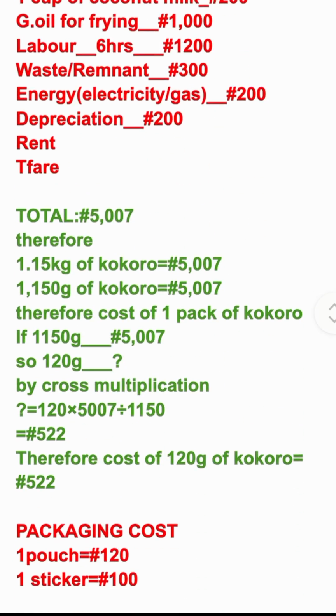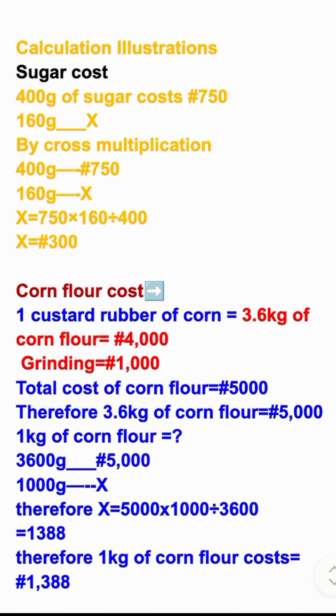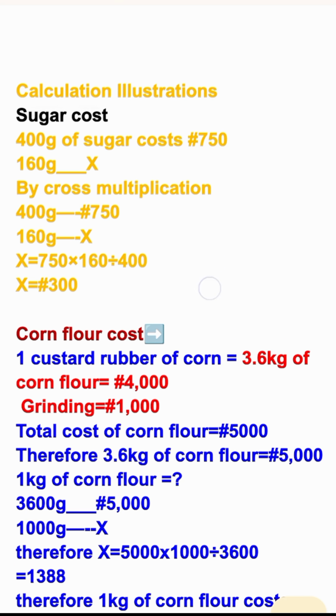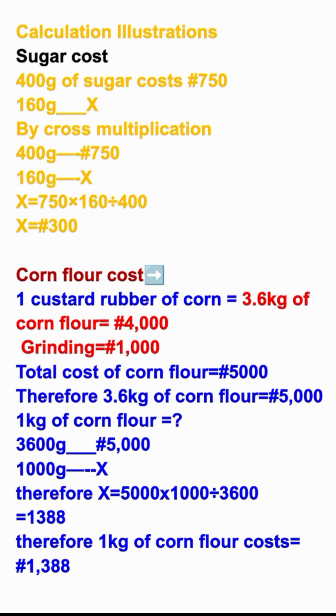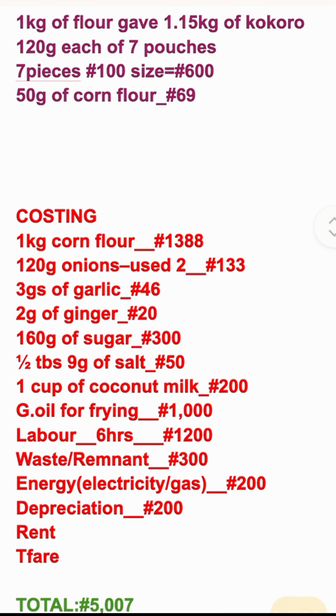Now let me show you the calculation illustration, how I came about those prices. For instance, cost of sugar. Now 400 gram of sugar costs 750 naira. So if you buy half cup of sugar from a vendor, half cup of sugar is 750 naira. So for you to get the price of 160 gram of sugar, what you have to do is just cross multiply, just as we do in secondary school in mathematics. So if 400 gram gives me 750 naira, 160 gram will give me what? X. So once we cross multiply, our x will be 750 times 160, then divide by 400. That is how I came about 300 naira for the cost of sugar here.